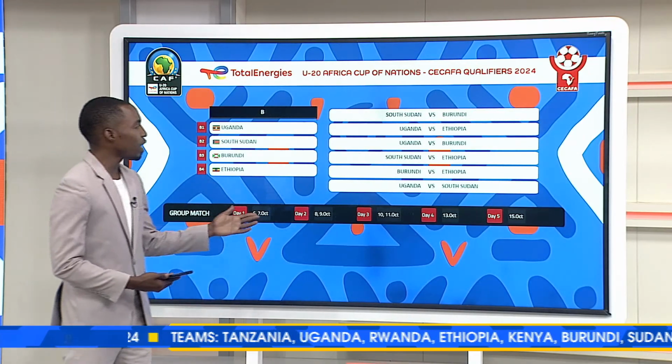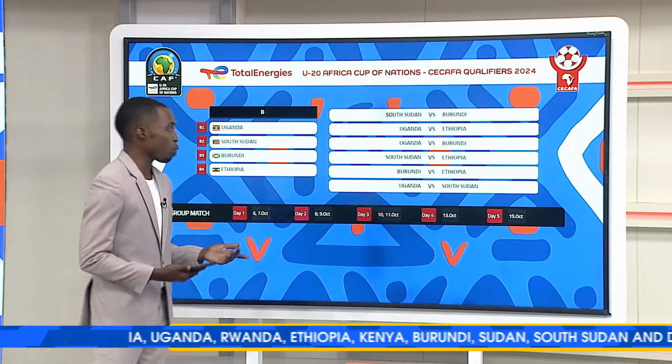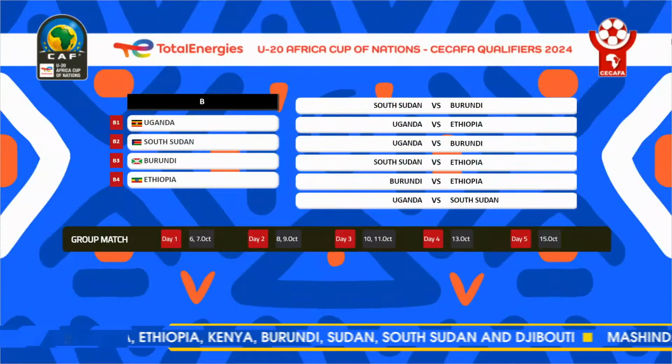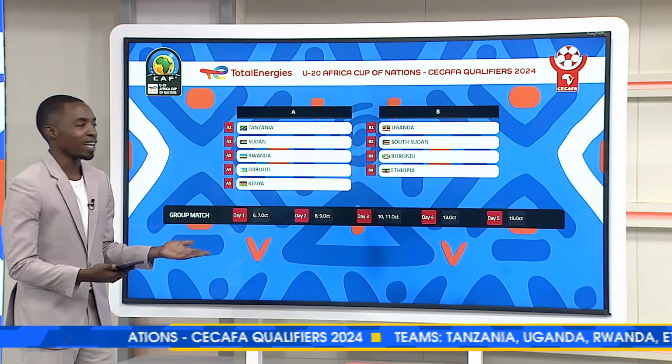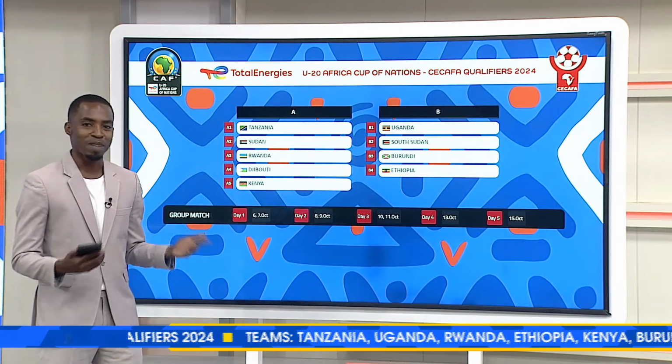These are the dates for Group B matches. The matches will be South Sudan versus Burundi, Uganda versus Ethiopia, and then Uganda versus Burundi, South Sudan versus Ethiopia, Burundi versus Ethiopia, and the last match of Group B will be Uganda versus South Sudan. Day 1 is 6 to 7 October, day 2 will be 8 to 9 October, day 3 will be 10 to 11 October, day 4 will be 13th, and day 5 will be 15th of October. These are the group matches.